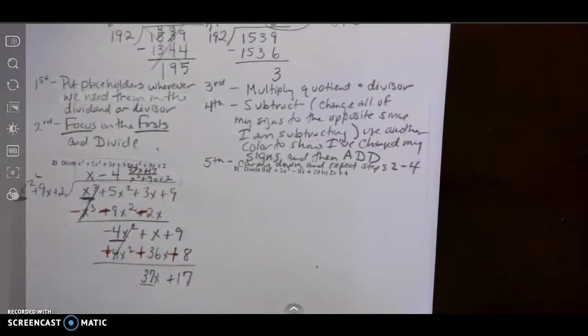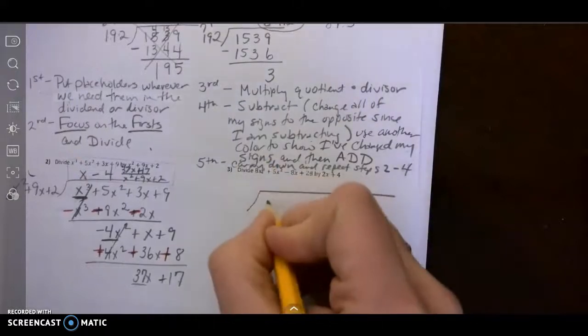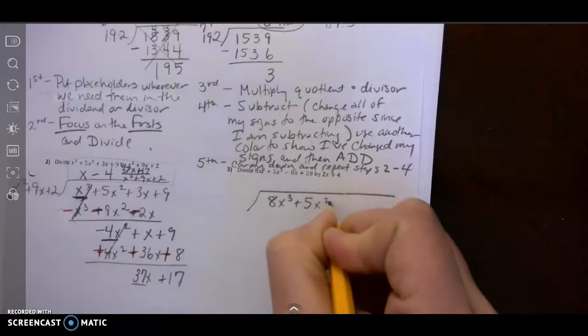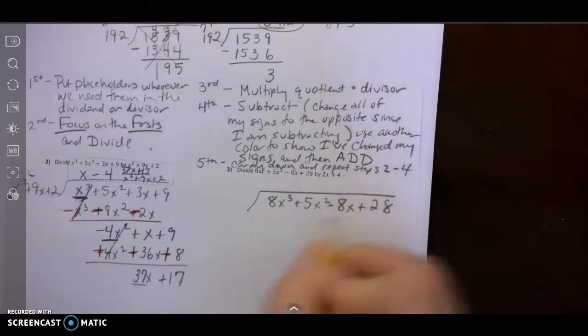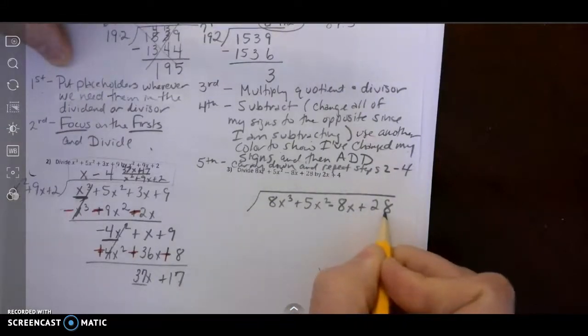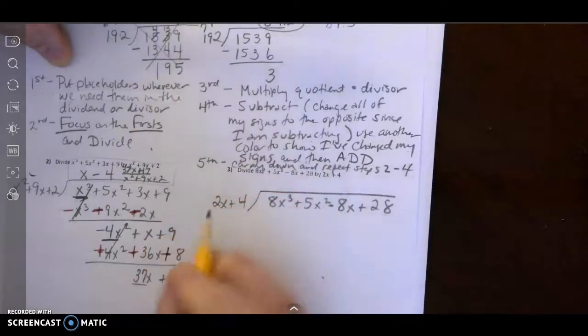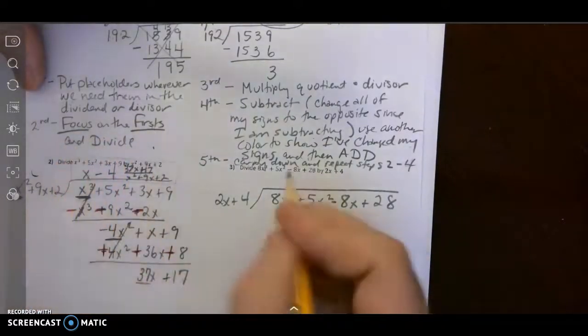Let's try number 3. 8x cubed plus 5x squared minus 8x plus 28, divided by 2x plus 4. I'm not missing any terms. I don't have a placeholder to put in. Starting here, I don't miss any terms, so I don't have any placeholders. Focus on the first and divide.